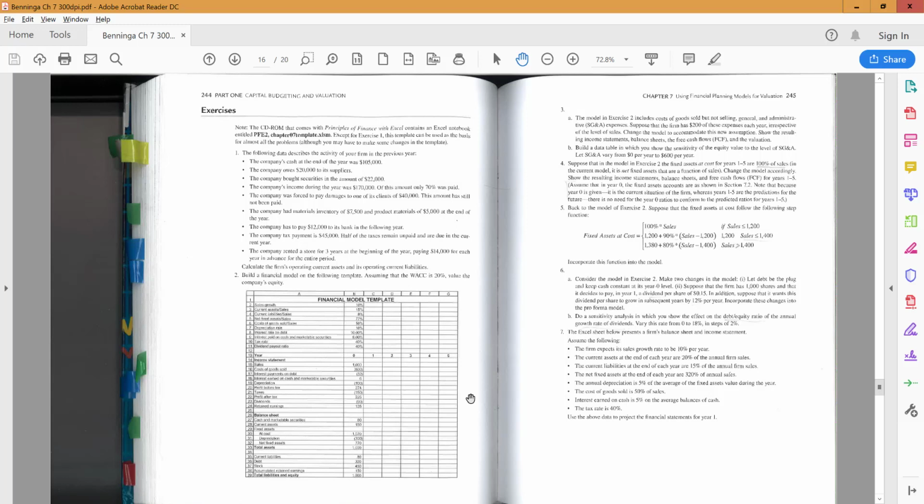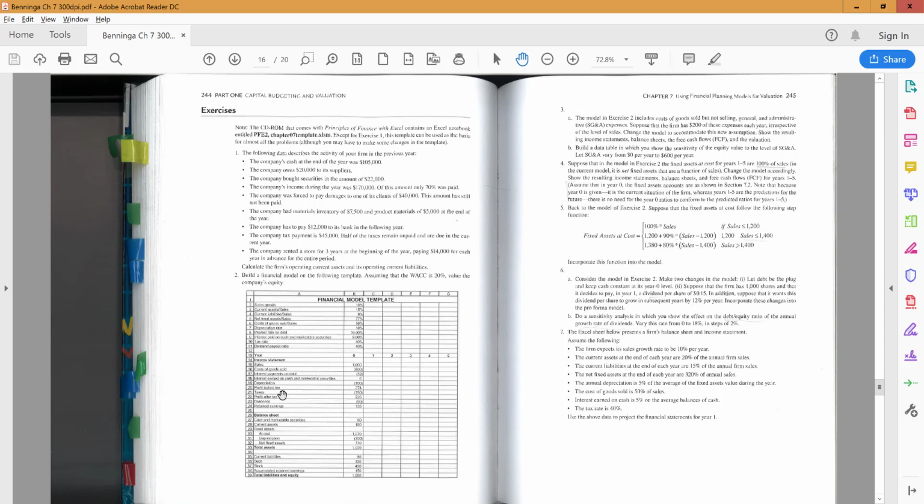This video is a quick demonstration of how to do the first few exercises in Chapter 7. We'll start with Exercise 2, where we're asked to use an existing template that we're given to build a financial model. And we're asked to assume that a WACC is 20% and value the company's equity.